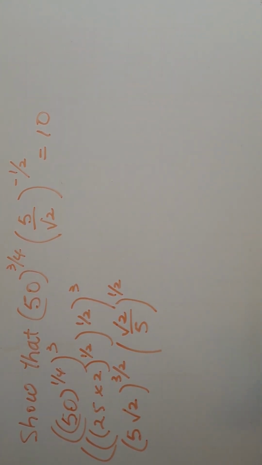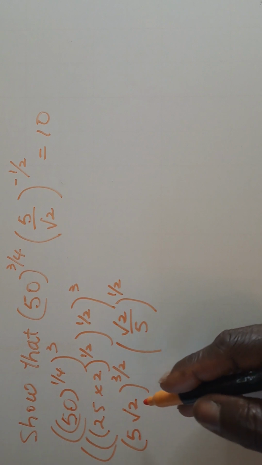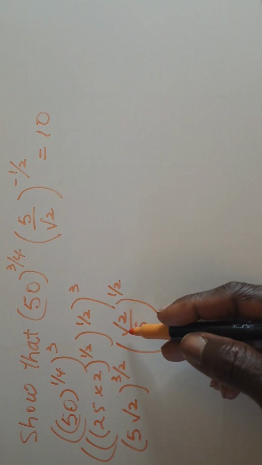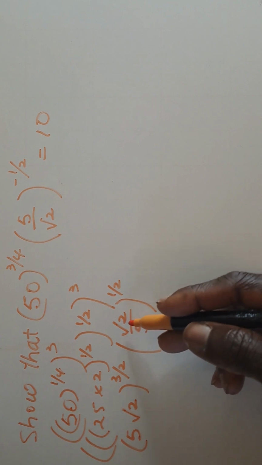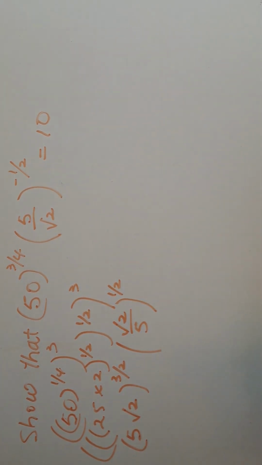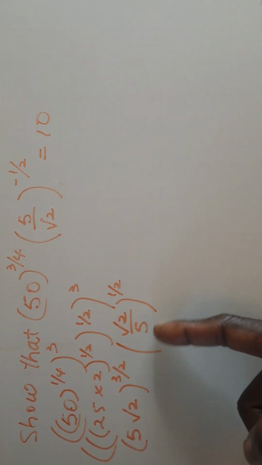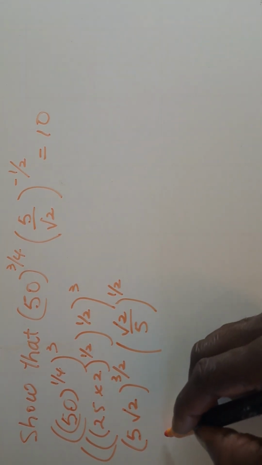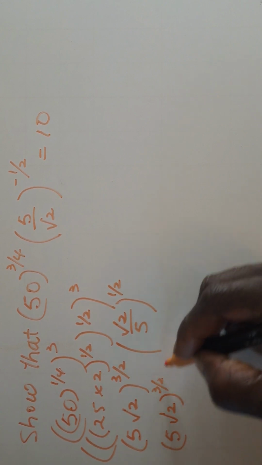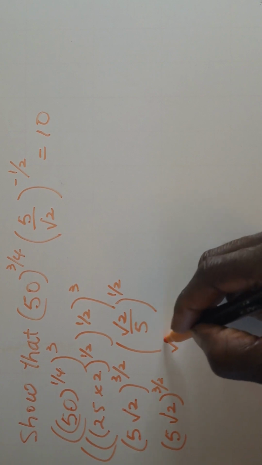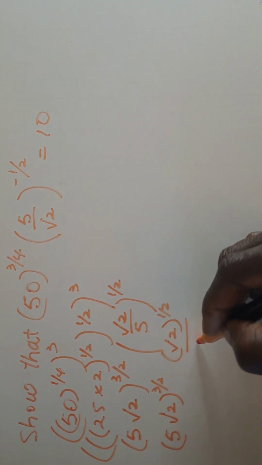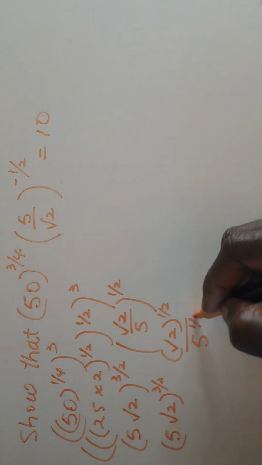Now we can go ahead and multiply this numerator by this numerator. Remember, this numerator is root 2, and we're taking the square root of that. And the denominator, well, let's actually write it so you can see where it goes. So we have 5 root 2 to the 3 over 2, and this is times root 2 raised to the half over 5 to the root 2.